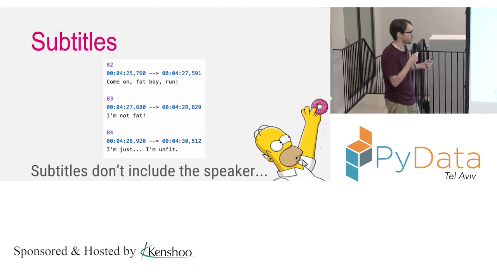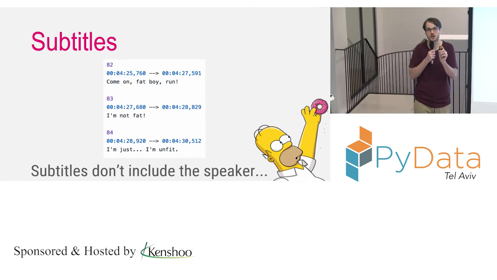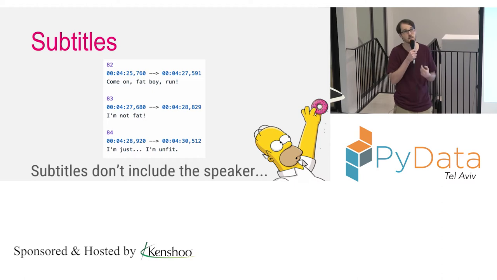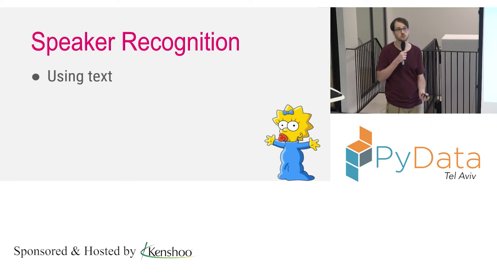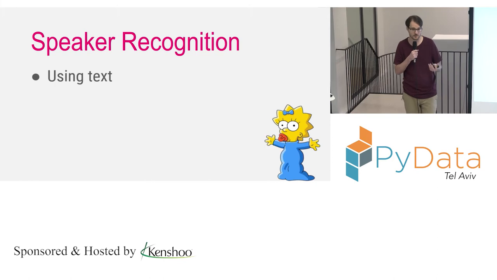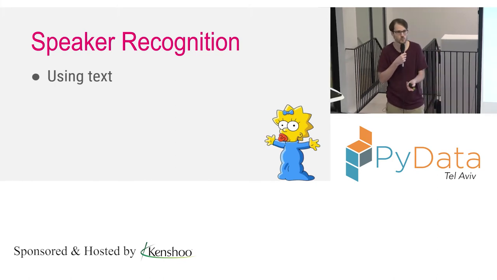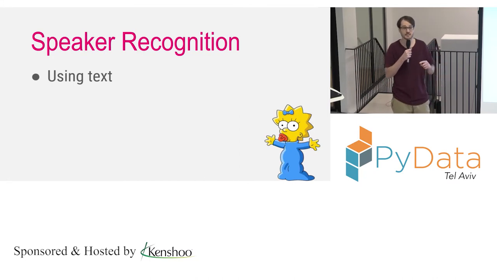I know that this sentence was said. I don't know which character said it. So I need to compensate for this. So, how will I do it? Again, there are a lot of options. First of all, I can use the text itself. If the text says, "Hi, I'm Lisa," I know what the character is. If the text says, "Hi, Lisa," I know that the other character in the dialogue is Lisa.